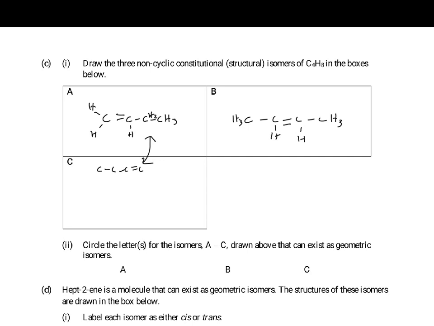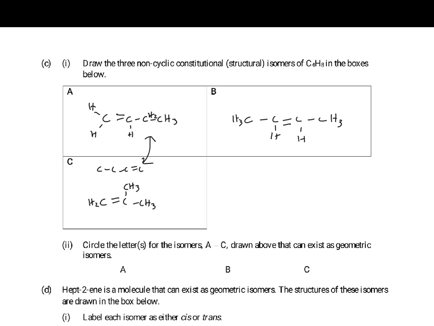So your next step is to start doing branches. So instead of doing a chain of 4, do a chain of 3 and add in a carbon branch, a methyl group. So we still need a double bond to make sure we've only got 8 hydrogens, and you end up with this molecule here.